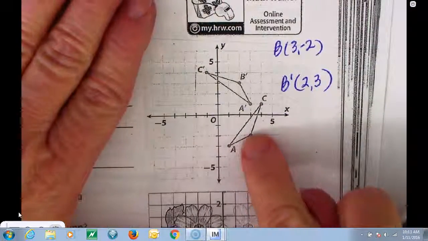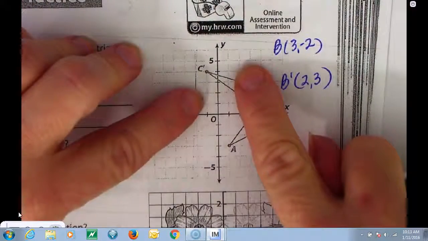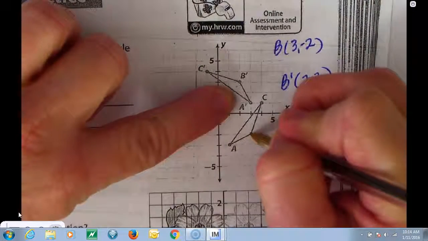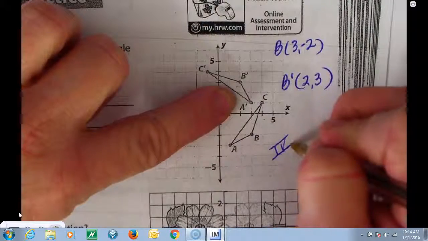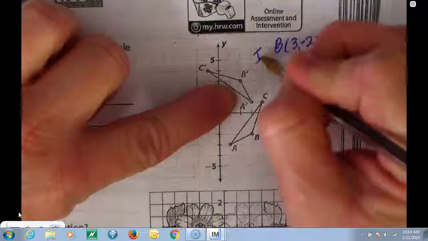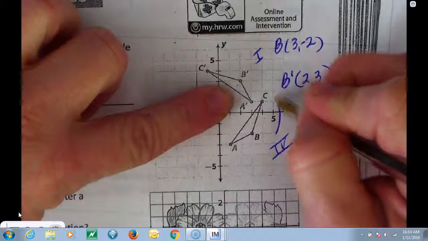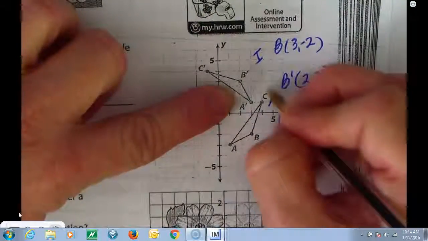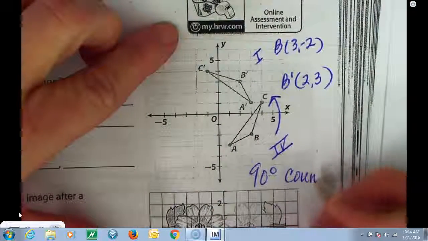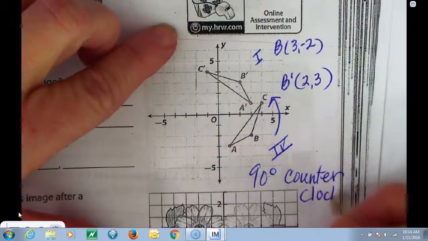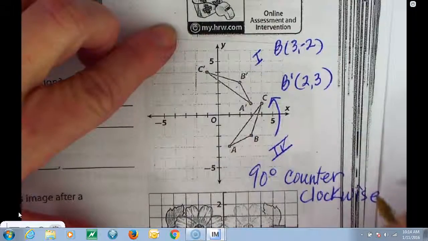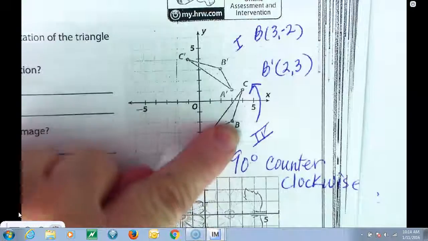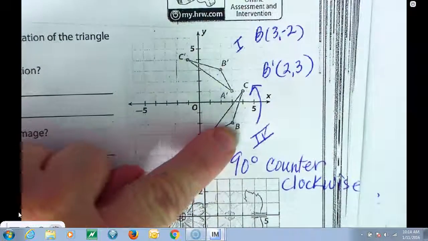We went from B to B prime. So B is in quadrant 4. B prime is quadrant 1. So we could go 90 degrees. What's that? Counterclockwise. Okay? 90-degree counterclockwise. Could I do 270 clockwise?